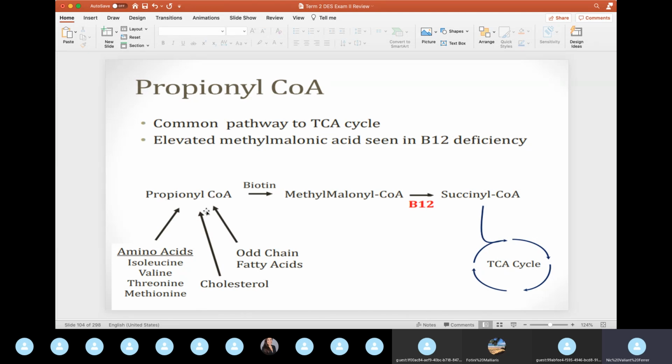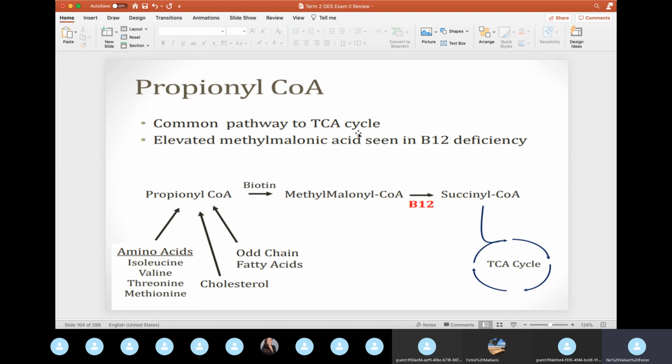So don't forget that propionyl CoA is converted to methylmalonyl CoA, and this methylmalonyl CoA is converted to succinyl CoA. Via an important cofactor, you need B12. So you have methylmalonyl CoA mutase to convert it to succinyl CoA. It needs B12. It also needs biotin to convert it from propionyl CoA to methylmalonyl CoA.